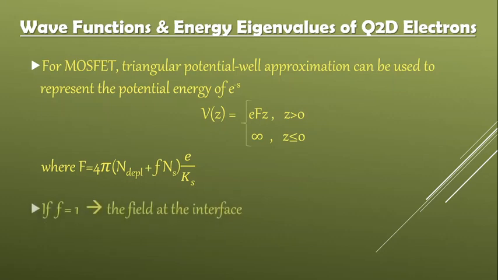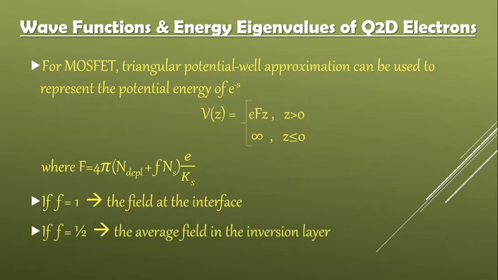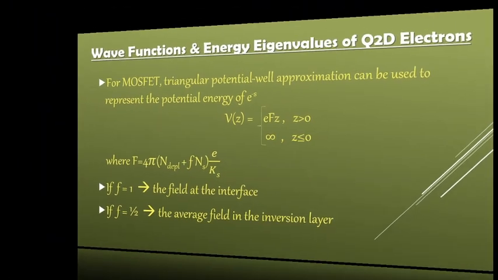So based on this numerical coefficient we say two things. If f is equal to 1, then this gives the field at the interface, and if f is equal to half, then it gives the average field in the inversion layer. So these two parameters are important to remember. Then coming to the next part.